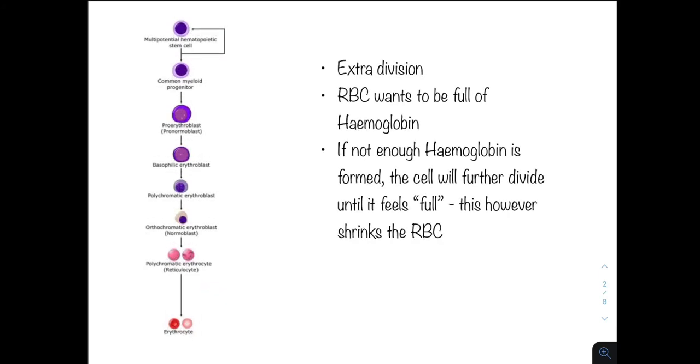And the reason for this is that the red blood cell wants to pack its inside full of hemoglobin. So if there is less hemoglobin, the cell will divide again until it is satisfied that it is full of hemoglobin. However, the consequence of this is that the red blood cell shrinks in size. And this is why I have been emphasizing the composition of hemoglobin, because if one of these has decreased, then you get a decrease in hemoglobin, and thus you get a microcytic anemia.